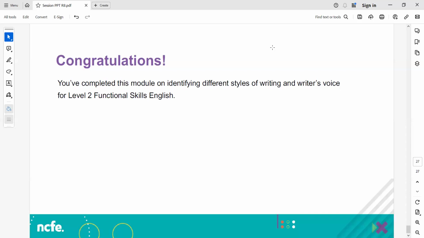As I mentioned earlier, the best way to get familiar with the features is to read lots of different types of texts and try and spot those features. The more you read, the more you'll be able to identify them. Any questions before we finish for today?